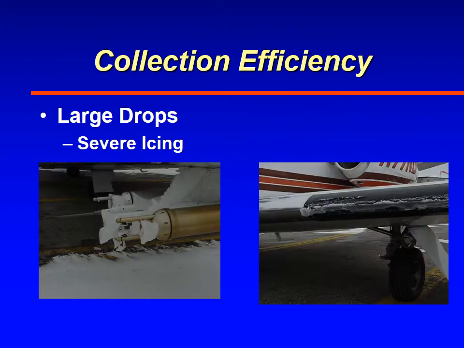So big drops tend to cause much higher collection efficiencies, which means severe icing. Small drops tend to produce less icing. So wherever you see a lot of ice, typically that also implies really big drops.